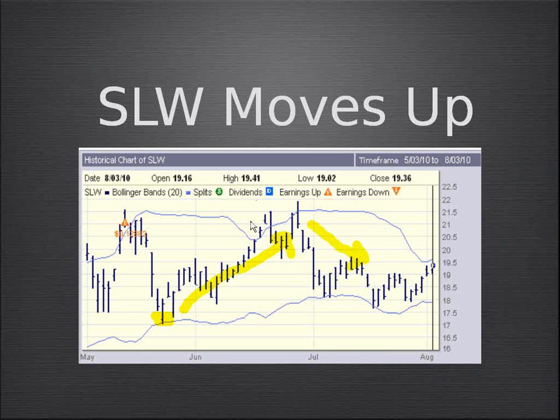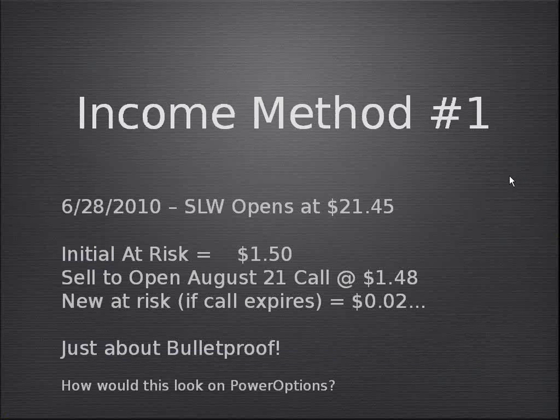So right around mid-June, as the stock's moving up and trading closer to $20, $21 per share, it was a little bit after mid-June, June 28, 2010, SLW opened at 21.45. Remember, we bought stock at 17.20, and we bought the 20 strike put. We saw a slight gap up on 6.28. We had $1.50 at risk. So we sold to open the August call.